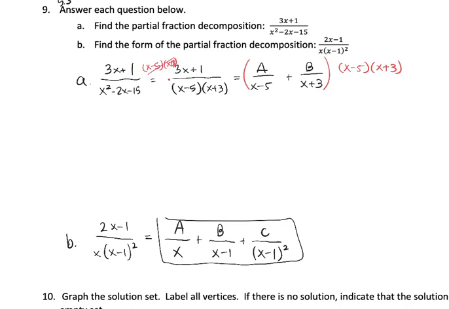So what's going to happen here is that's going to cancel with that. The lowest common denominator there is going to cancel with x minus 5, x plus 3, leaving the numerator 3x plus 1.